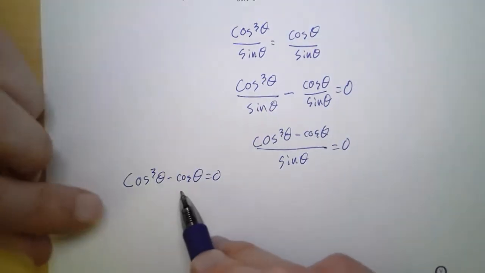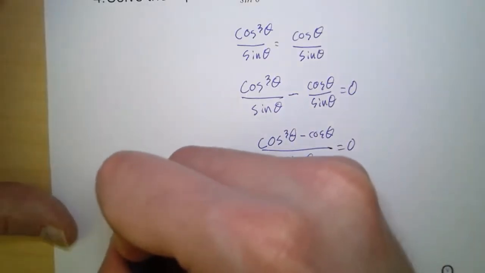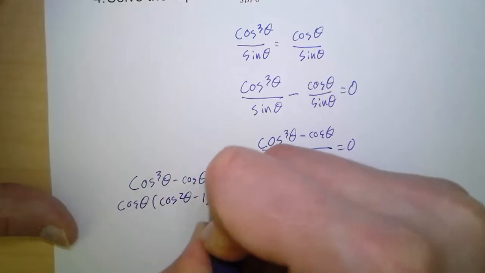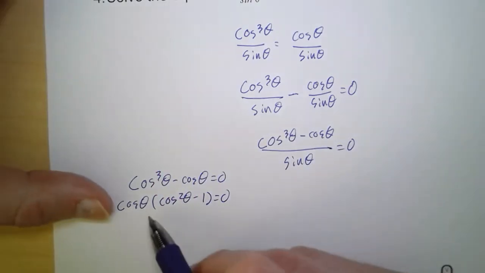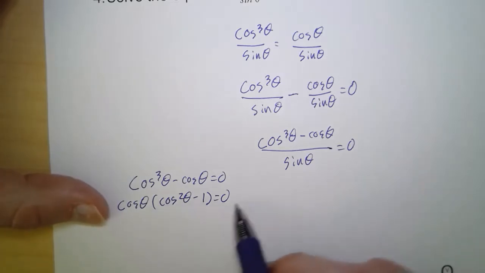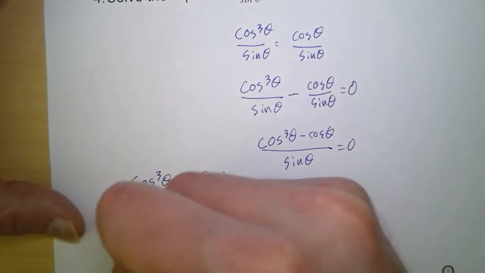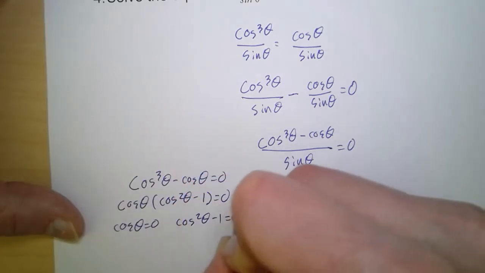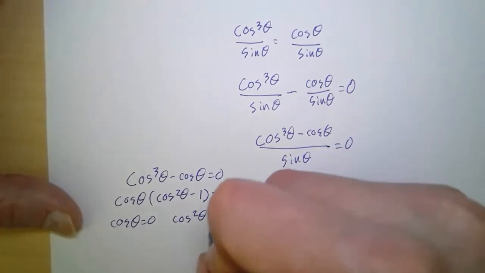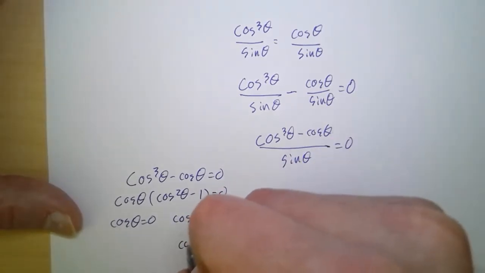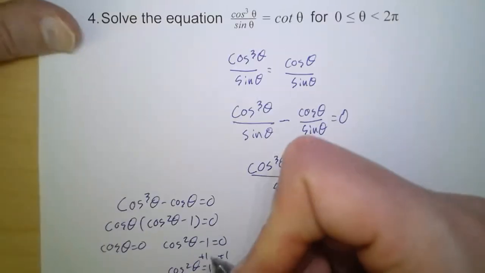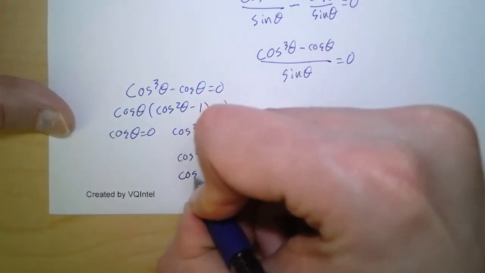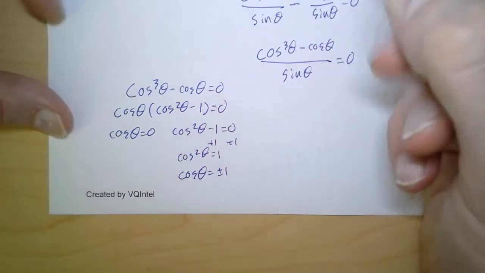Now, what do these have in common? They both have a cosine, so we can factor out cosine of theta. And we have cosine squared theta minus 1, and that equals 0. And so that means, since they're factored and it's equal to 0, that cosine of theta equals 0, and cosine squared of theta minus 1 equals 0. So if I add 1 to both sides, I get cosine squared theta equals 1. And then we can take the square root. So cosine of theta equals plus or minus 1.